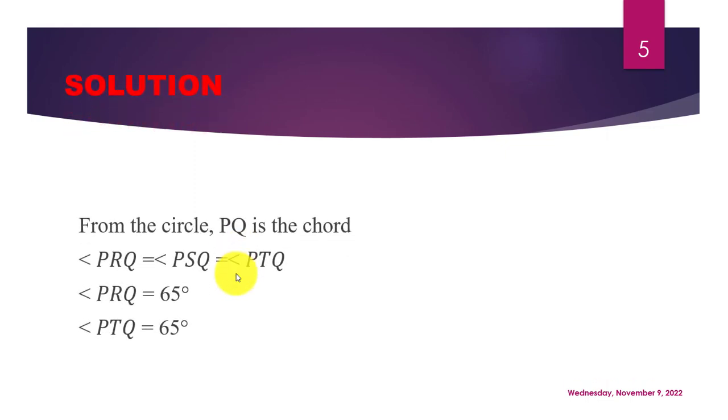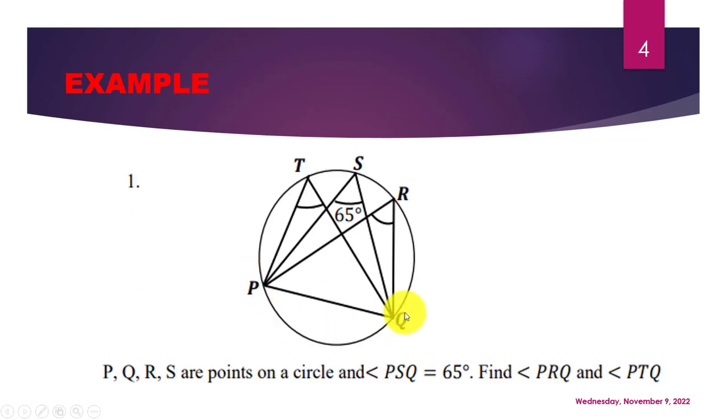From the circle, the line PQ is a chord. PQ is a chord, and PQ subtends an angle at point S, which is 65 degrees.